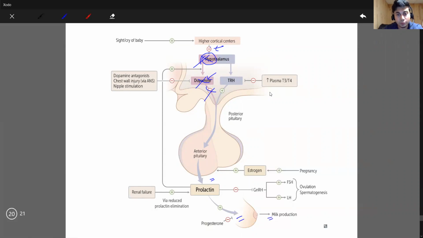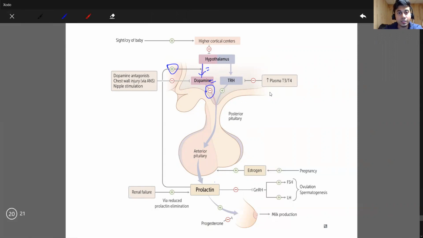Now, another thing is prolactin has a stimulatory effect on its inhibitory pathway. That means prolactin itself has a negative effect on its pathway, because prolactin itself can stimulate the hypothalamic dopamine pathway that leads to inhibition of prolactin release.